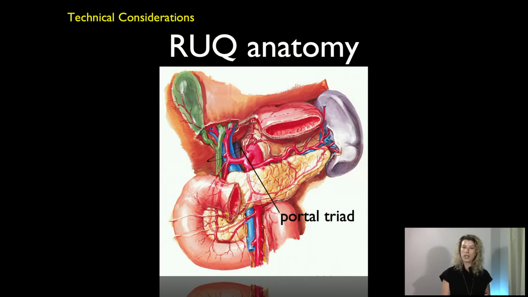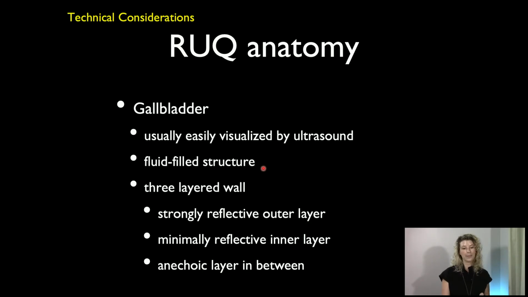We're going to spend a little time focused on the portal triad, how to identify it, and how to identify pathology related to it. So the gallbladder is usually very easily visualized using point-of-care ultrasound. It's a fluid-filled structure that ultrasound picks up really easily, and it has a 3-layered wall, which normally you won't see unless you're visualizing the gallbladder after somebody eats.